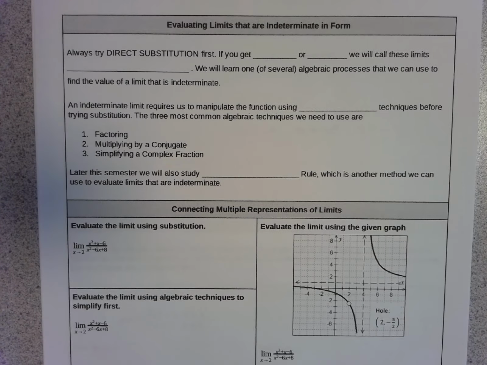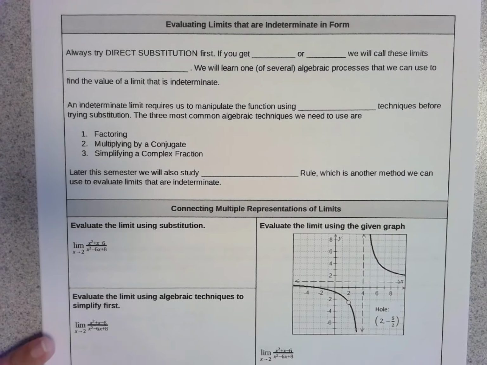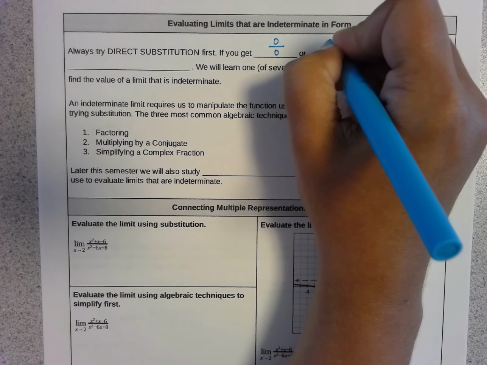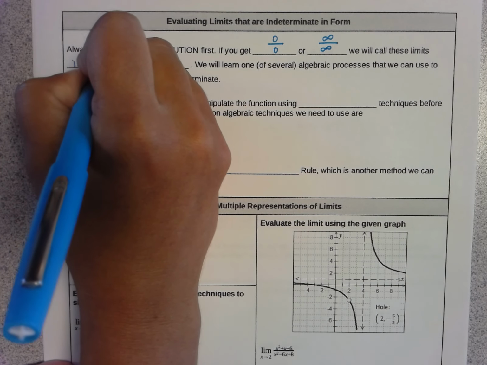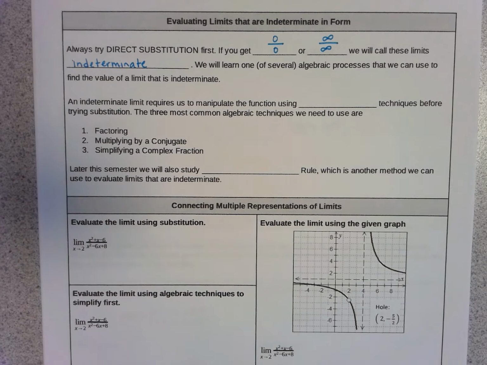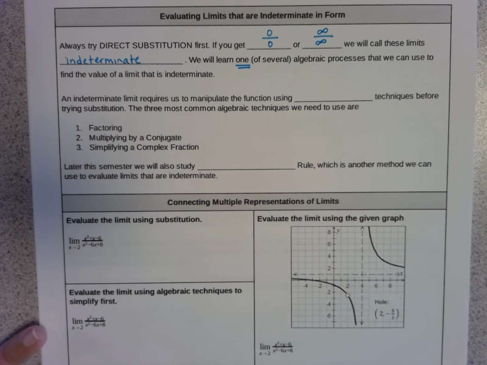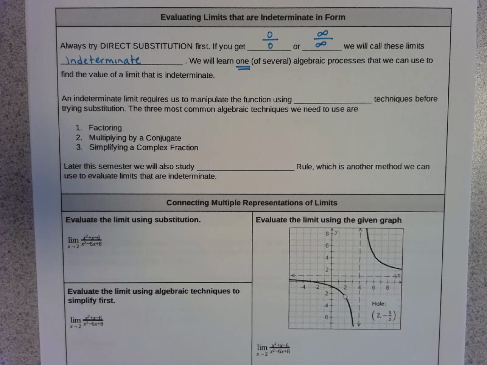Now, let's go back and talk about what we do when direct substitution doesn't work. So, as a rule of thumb, we should always try direct substitution first. However, if we get 0 over 0 or infinity over infinity, and these could be positive or negative infinities, we are going to call this indeterminate. We are going to learn several algebraic processes that we can use to find the value of a limit that's indeterminate. However, in this unit, we're going to focus on just factoring. So later on, we're going to learn more of these processes, but for right now, we're going to learn one algebraic process that will allow us to find the value of a limit that is indeterminate.